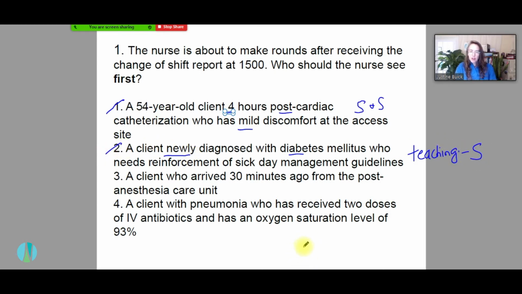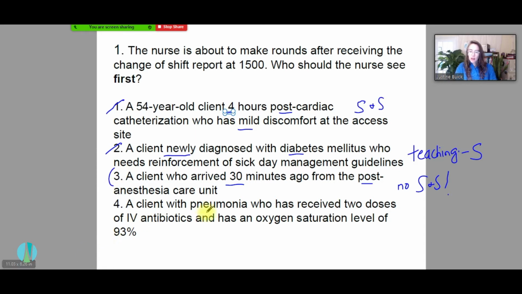A client who arrived 30 minutes ago, so here's the time frame, 30 minutes ago, so there is a higher risk of complications from the post-anesthesia care unit. All they told me is that they're from the PACU, and they don't tell me what they had done, and they don't give me any sign and symptom data. So I really don't know what's wrong with this patient, but I do know that when patients come back from something, there's always a higher risk of bleeding because they just cut into them, and a higher risk of airway problems because of the anesthesia. So I would keep that one.